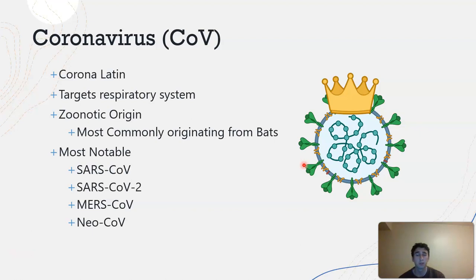The most notable coronaviruses, maybe you've heard of these, are SARS coronavirus, meaning the agent causing SARS, SARS coronavirus 2, the agent causing COVID, and then MERS coronavirus, I'm not sure if you've heard of that. It was an outbreak in 2012, MERS meaning Middle Eastern respiratory syndrome, but it was camel to human instead of bat to human for that one. And then I'm not sure if you've heard of the novel coronavirus.